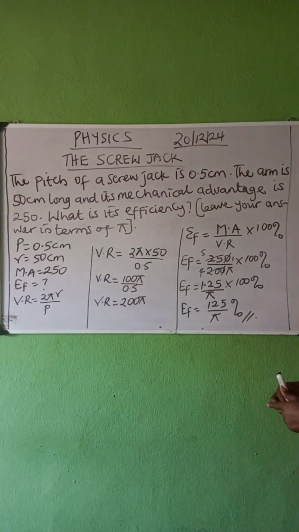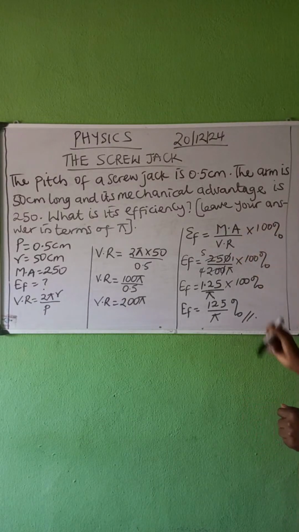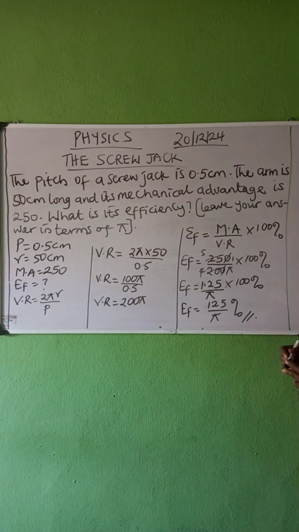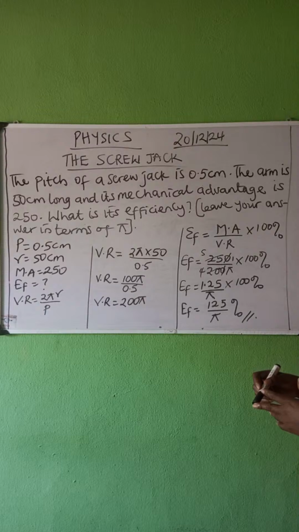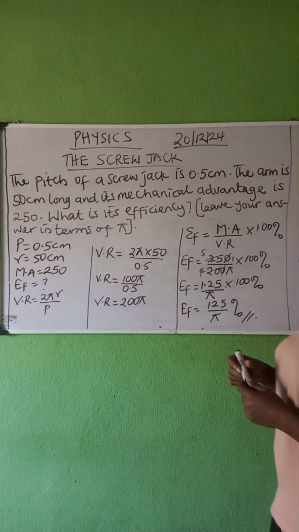So let me repeat myself. Let me do a recap. The pitch of a screw jack is 0.5 centimeters. The arm is 50 centimeters long. And its mechanical advantage is 250. What is its efficiency? We have to leave the answer in terms of what? Pi. Now, how do we solve this problem?